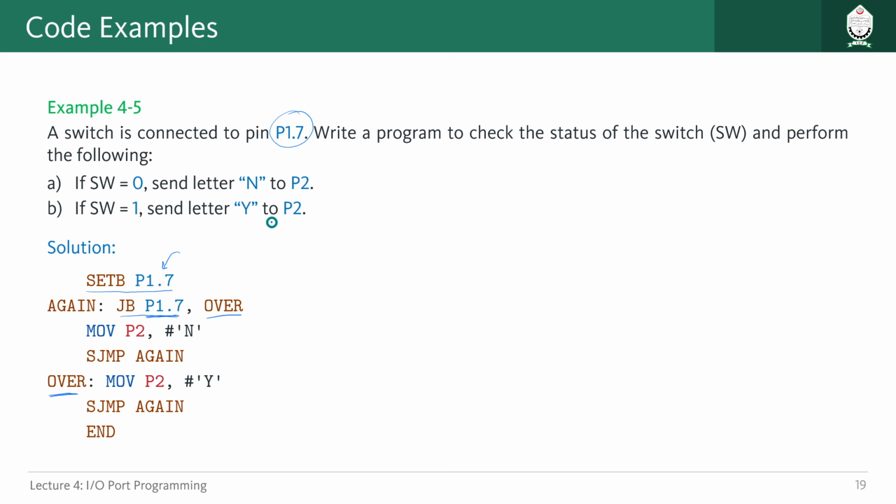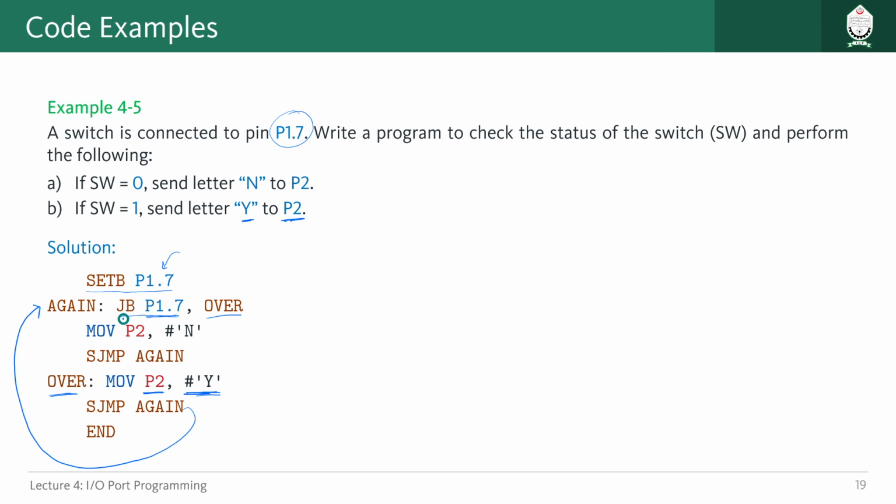So we are going to move ASCII value y to port 2. So that is done. You see, in this way you can write an ASCII value using quotation marks and then a hashtag. You can write an ASCII value to a particular port. That can be done.